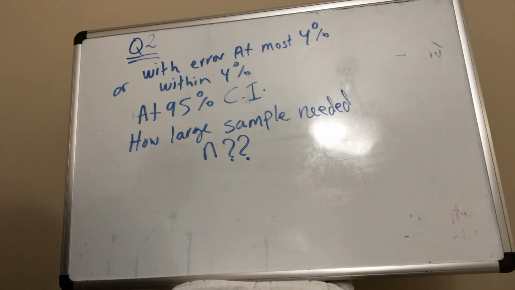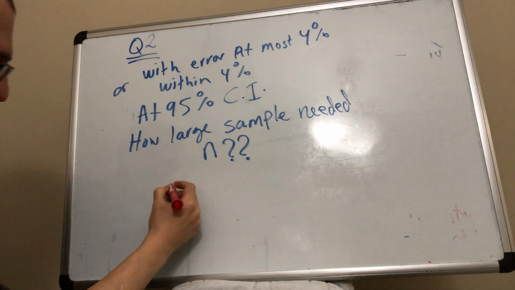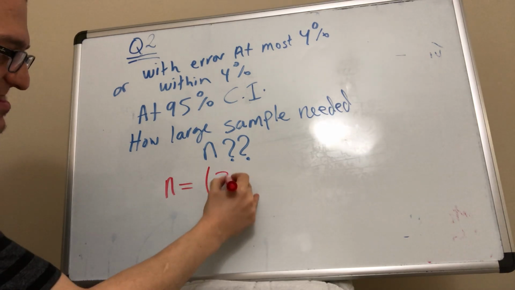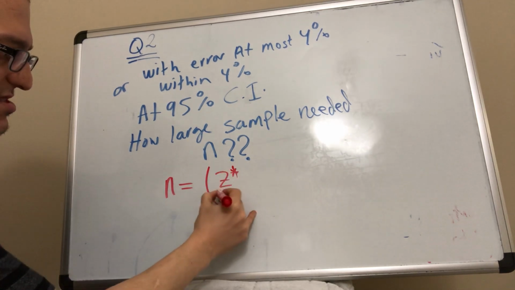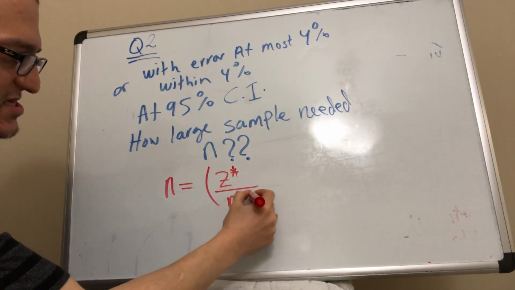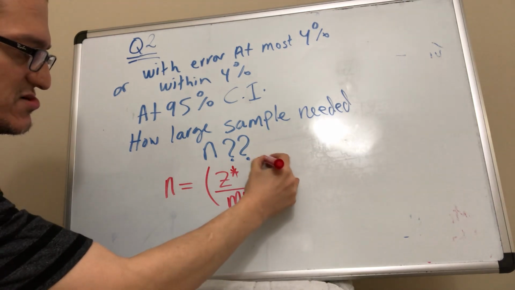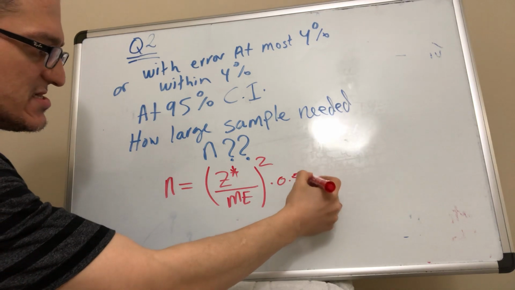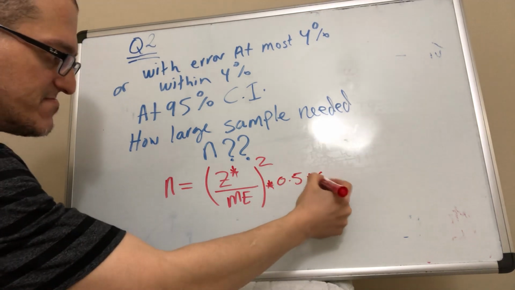When you're asked for n, you're going to apply this formula. Sample size equals z star over ME, squared, times 50 times 50.